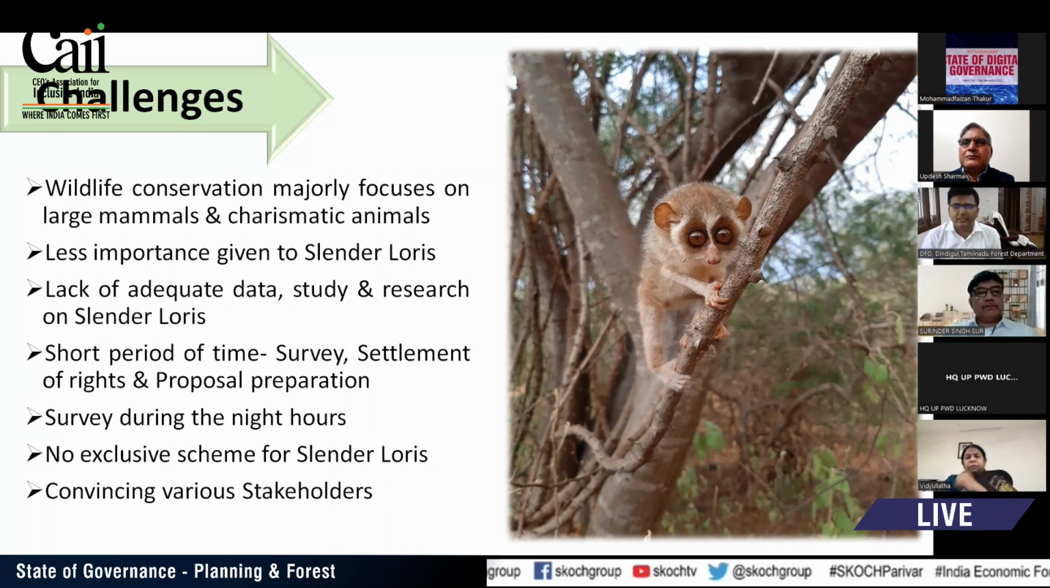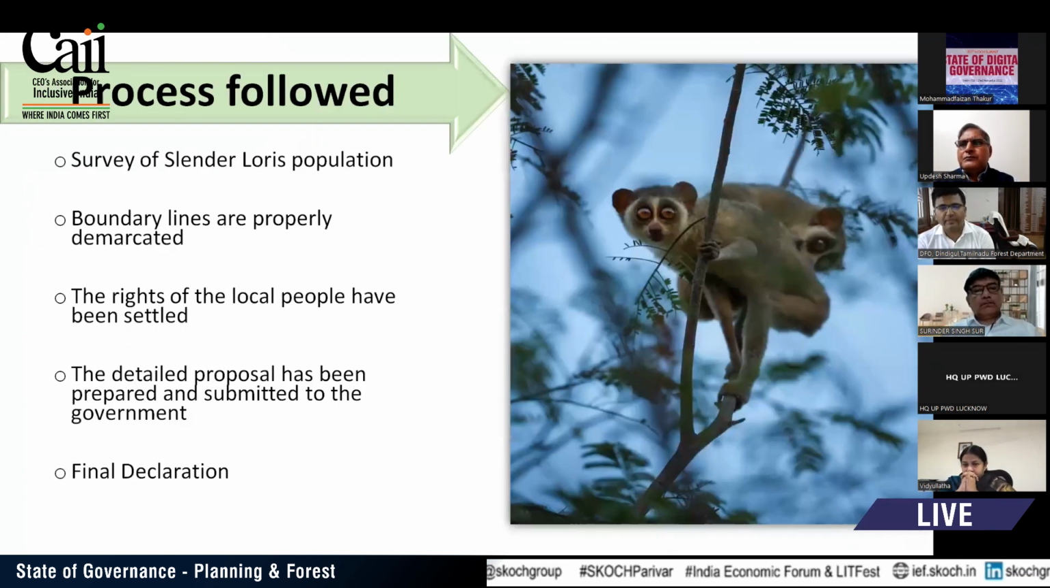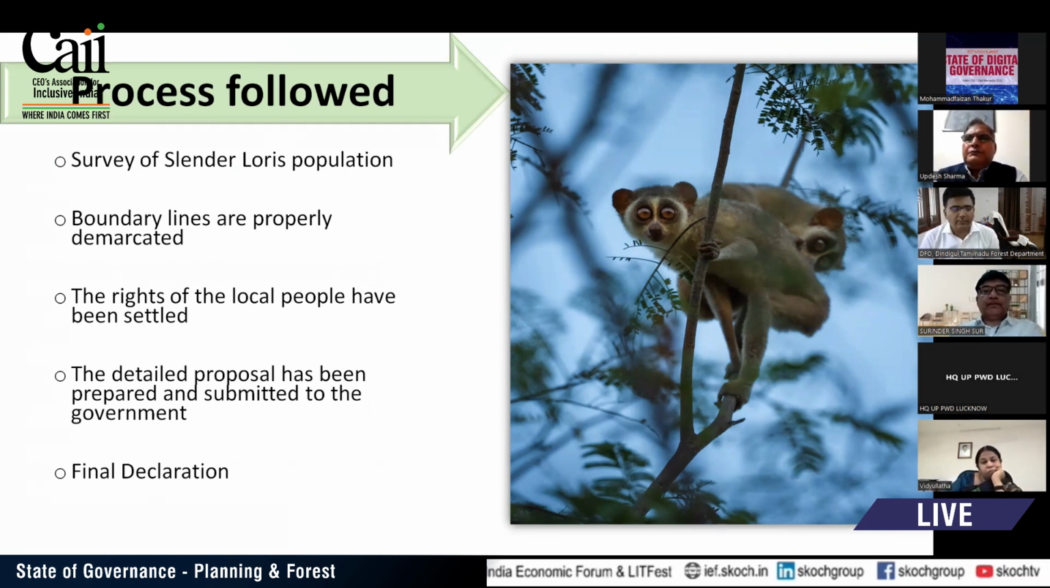In the last 2 decades, there was a voice to declare all this reserve forest as a sanctuary, but we didn't have adequate scientific survey data regarding the abundance of slender lorises in this reserve forest area. For that, we planned a detailed scientific survey in this reserve forest area of 11,806 hectares, with the help of SACON, Salim Ali Center for Ornithology and Natural History. We consulted experts from SACON and the Indian Institute of Science, with the help of 150 volunteers. In February 2022, we conducted a detailed field survey over 15 reserve forests, over 11,806 hectares, for 4 days.